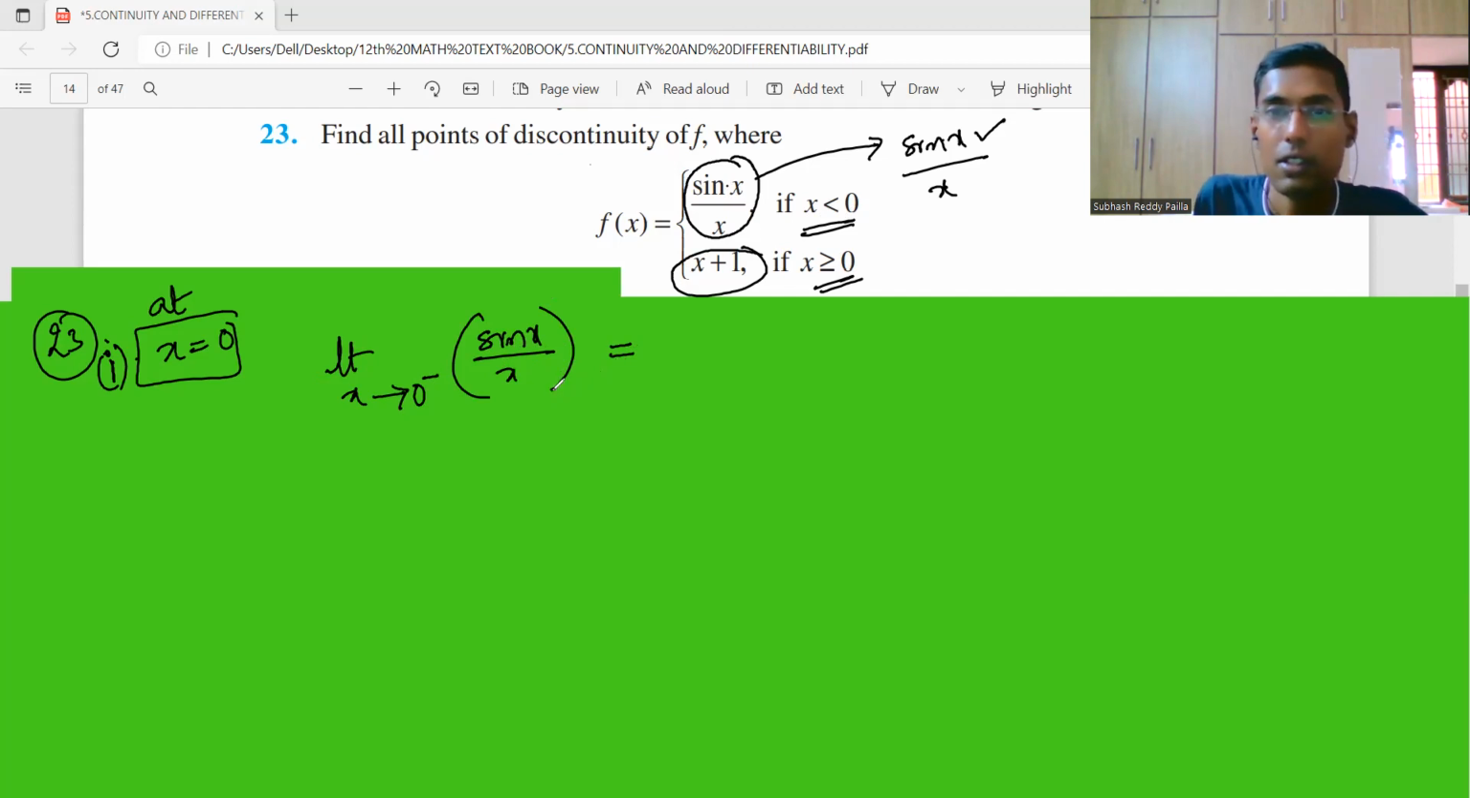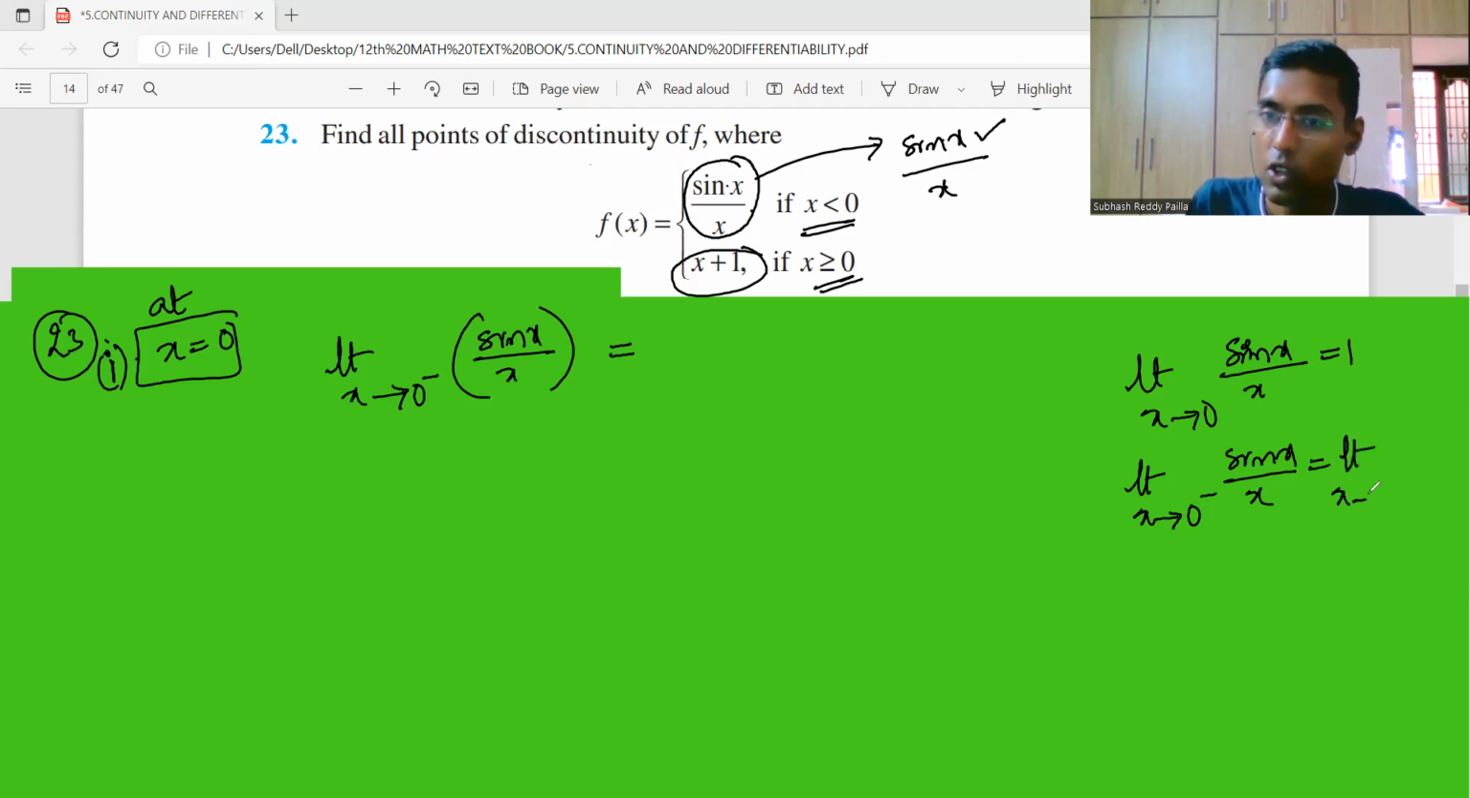Sin x by x, as limit x tends to 0 minus or 0 plus also, limit x tends to 0 sin x by x is 1. Yes, 1. That means limit x tends to 0 minus sin x by x equal to limit x tends to 0 plus sin x by x. Both are the same, no? Then its value is 1. Yes, sir, got it. LHL is 1.